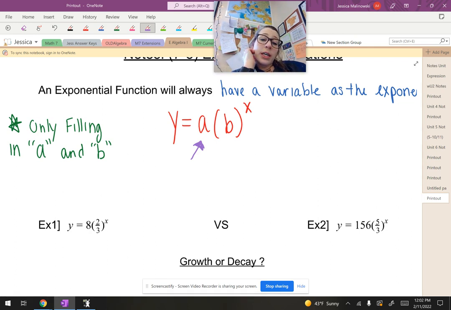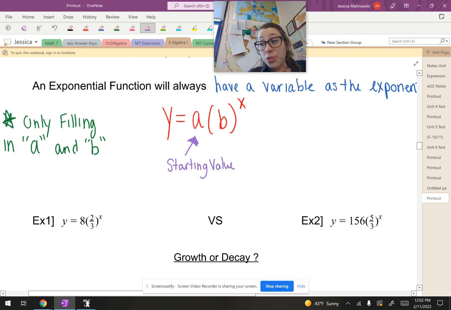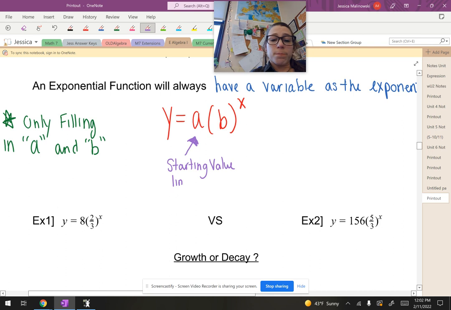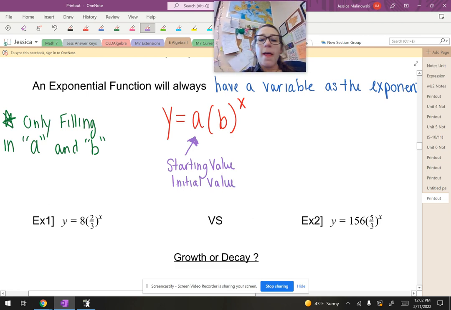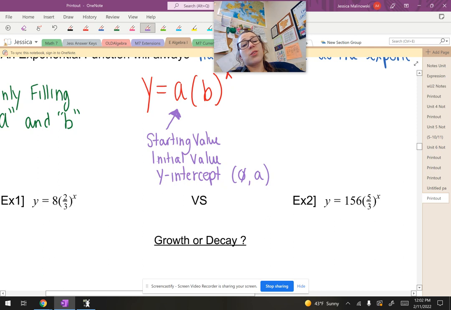So when we're looking at this, the a value is what's called your starting value. Another name for starting value is initial value, right? Initial makes us sound smart. And just another name for that starting value or initial value is the y-intercept, that 0, a. Kind of confusing because in y equals mx plus b with linear ones, b is the y-intercept.